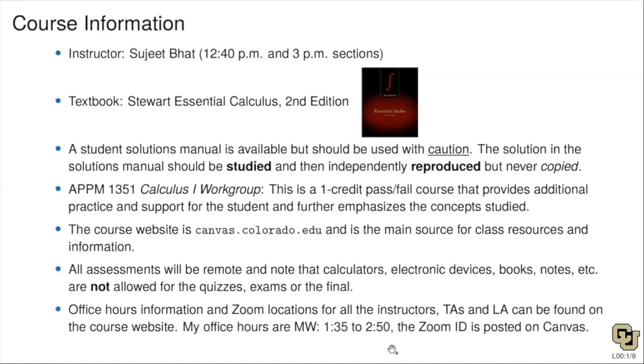For me specifically, my office hours are just Monday and Wednesday in between when I teach class. My 12:40 class ends at 1:30, so then I start my office hour from 1:35 to 2:50. And then the 3 p.m. class starts. The Zoom ID for my office hour is on Canvas.